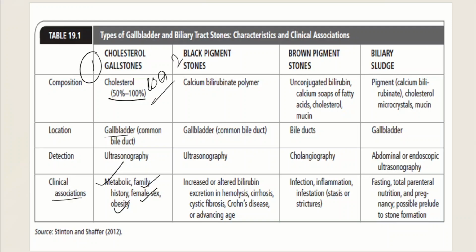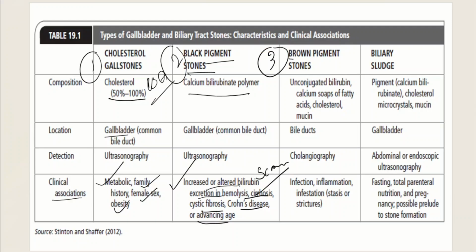Now coming to the second category, that is the black pigment stone. Black pigment stones are calcium bilirubinate polymer stones found in the gallbladder, and clinically they are associated with increased or altered bilirubin excretion in hemolysis. All those hemolytic diseases, you know, sickle cell anemia, pigment stone in the gallbladder, then cirrhosis, cystic fibrosis, Crohn's disease, or advancing age. These are common factors for black pigment stone.